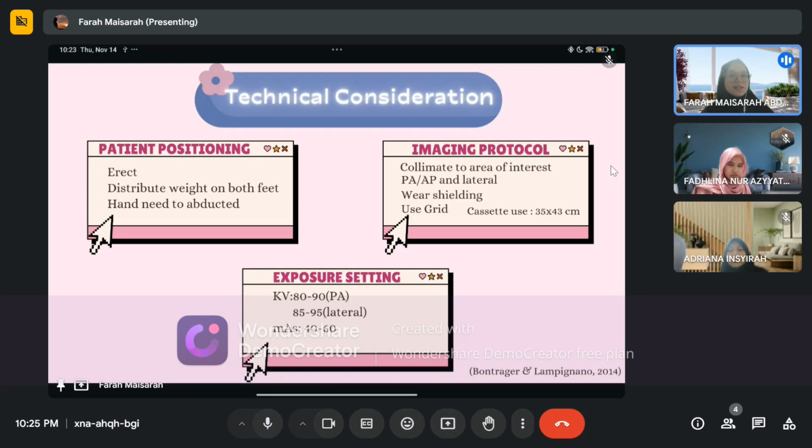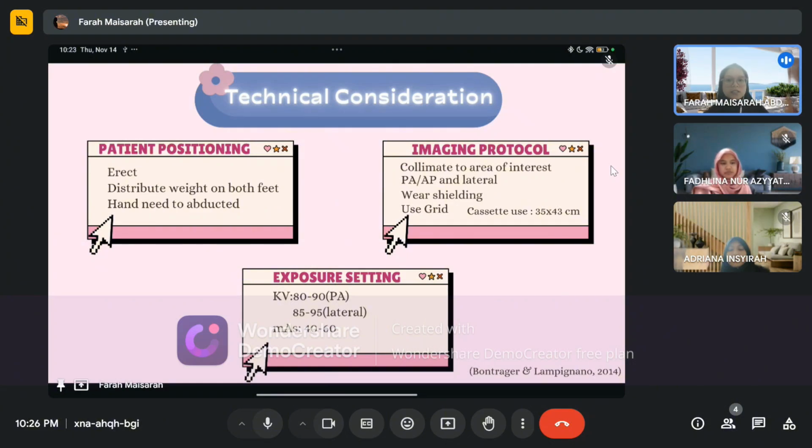Okay, we come to the last part, which is technical consideration. These are the things that the radiographer needs to be aware of if they want to do the examination for the patient. The first one is patient positioning. Of course, the patient needs to be erect and distribute their weight on both feet. Hands need to be adapted.